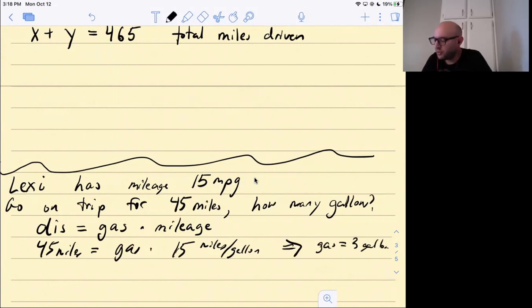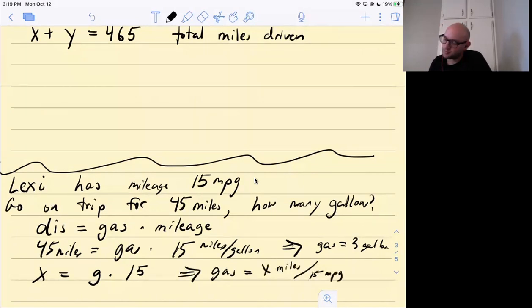But if instead of 45 it was just some random distance, how do I calculate it? Instead of 45, if it was X, it would just be X over the mileage. X over 15 is the gas. So the gas is equal to X miles over 15 mpg. That would be an expression for the gas.